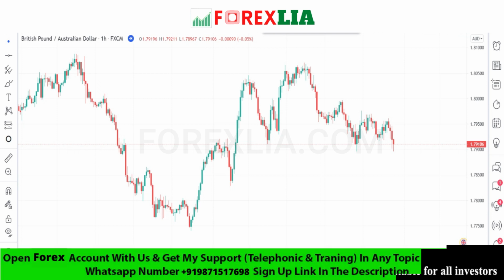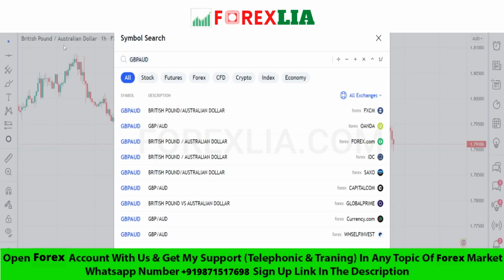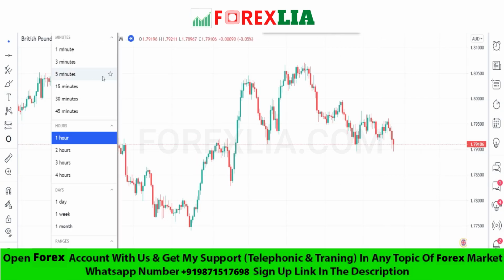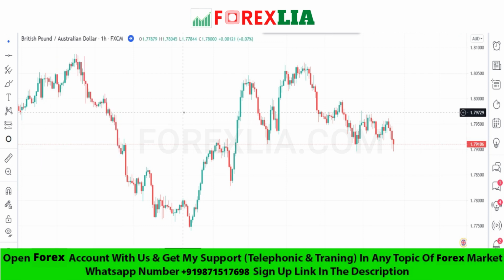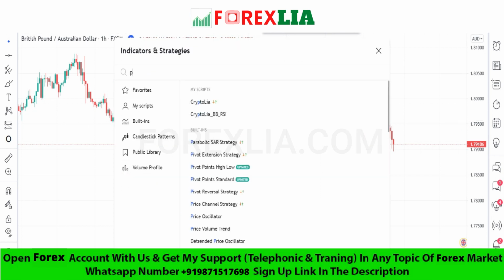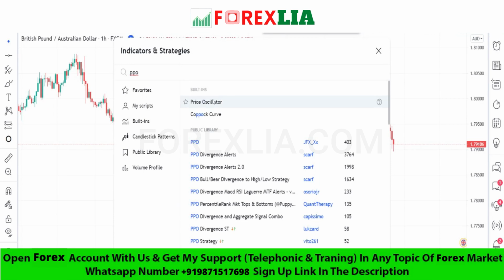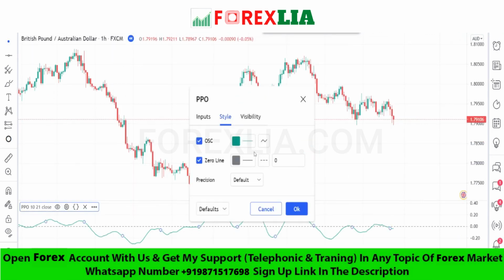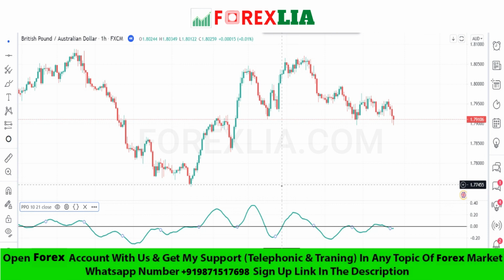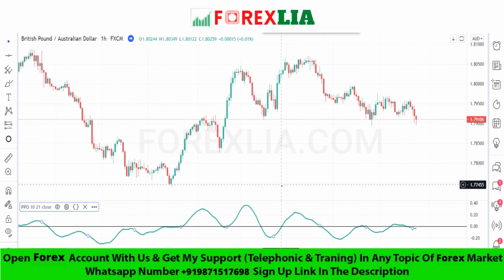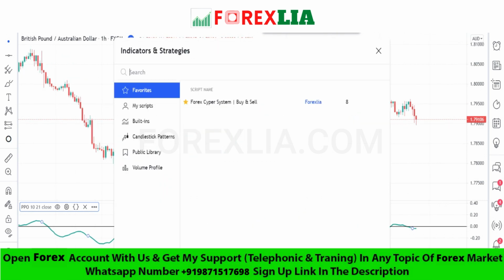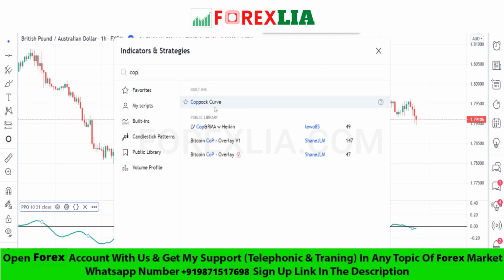So today I am going to share with you the best Forex trading strategy. First we open GBP/AUD in the 1 hour time frame. For this strategy we need two indicators. First, the PPO indicator. And second, the Coppock curve indicator.